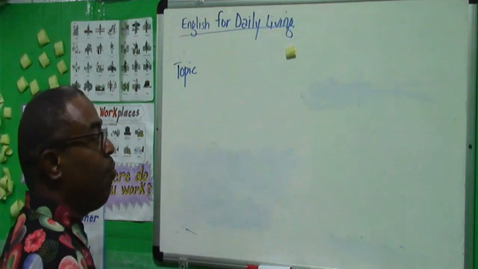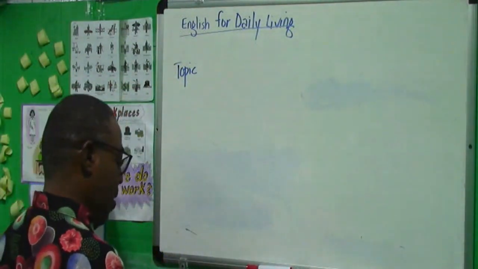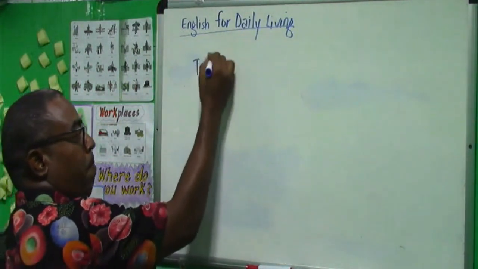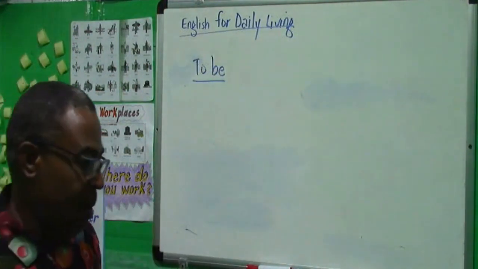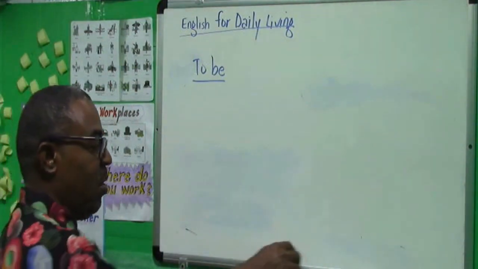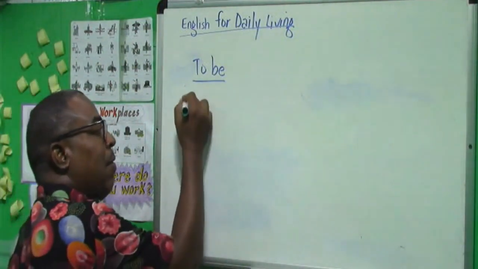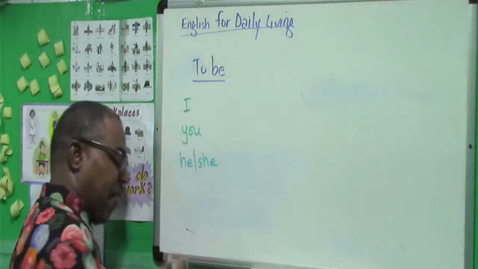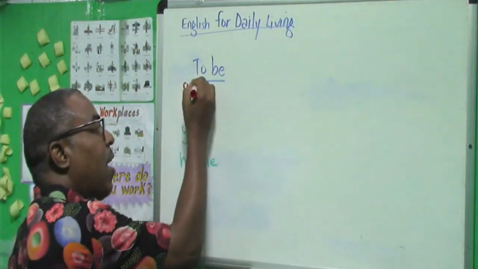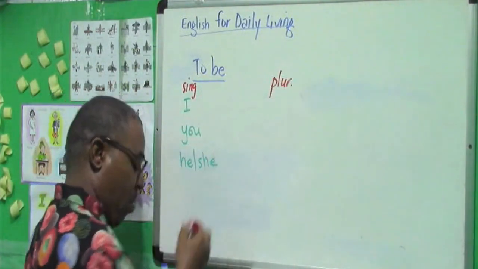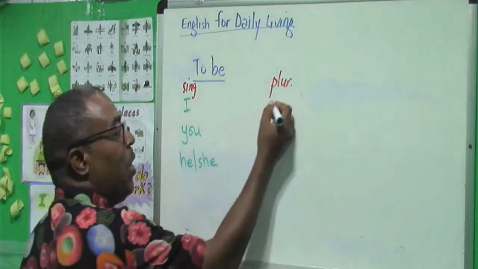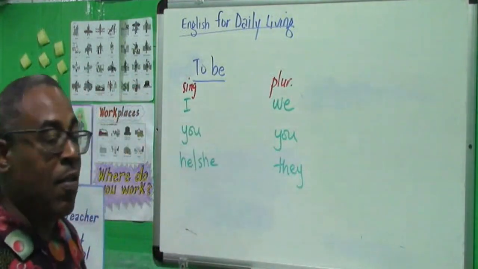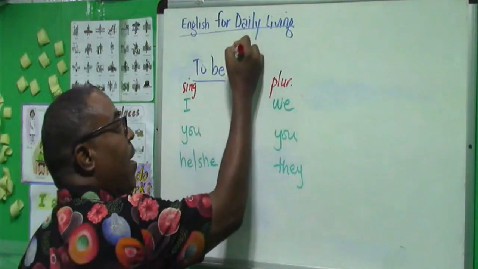Now, remember in a previous program, we emphasized the verb to be. Do you remember the verb to be? The present tense of the verb to be, remember we have our subject pronouns: I, you, he or she. Those are on the singular side. Then on the plural side we have we, you, and they. Do you remember the present tense?